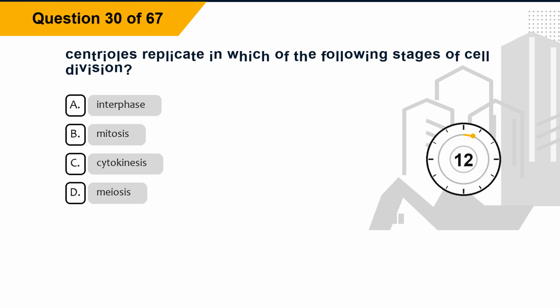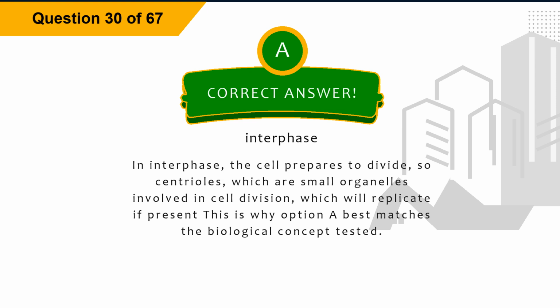Question 30. Centrioles replicate in which of the following stages of cell division? Option A, interphase. Option B, mitosis. Option C, cytokinesis. Option D, meiosis. The correct answer is option A, interphase. Explanation: in interphase, the cell prepares to divide, so centrioles, which are small organelles involved in cell division, will replicate if present. This is why option A best matches the biological concept tested.